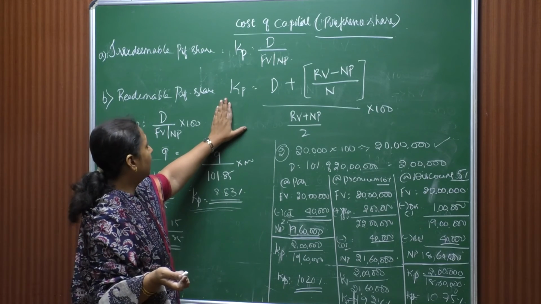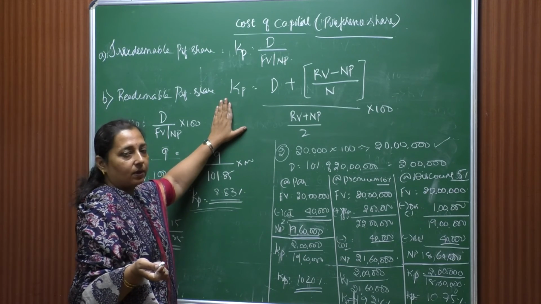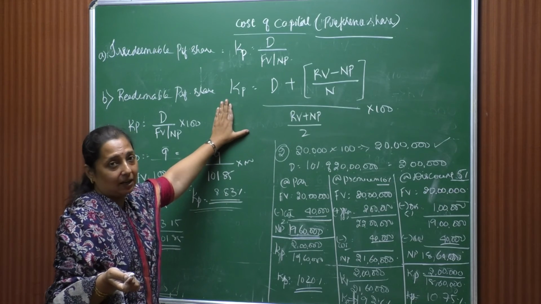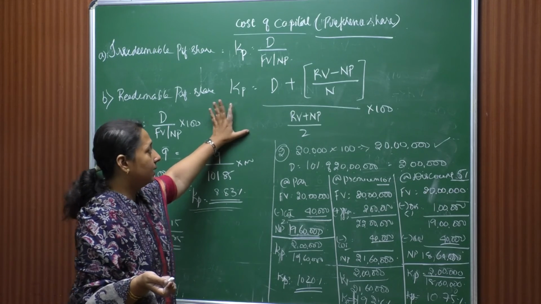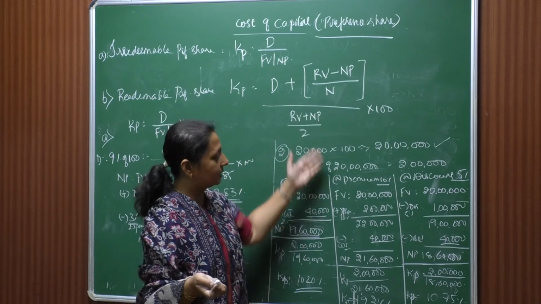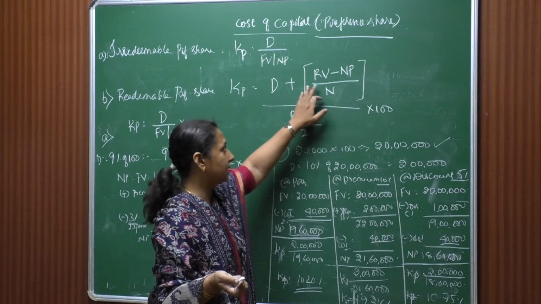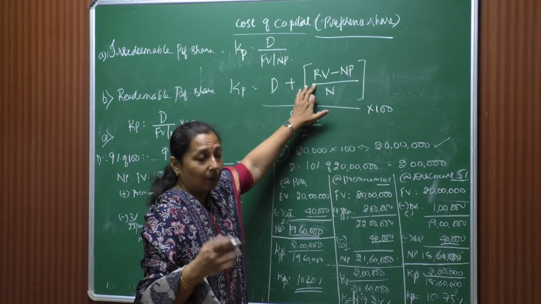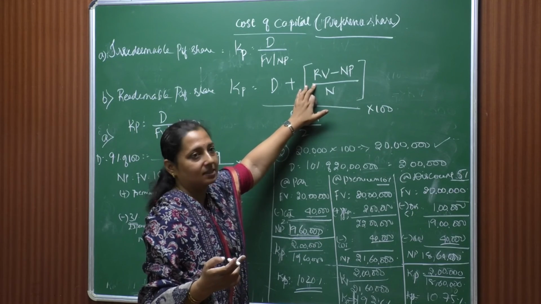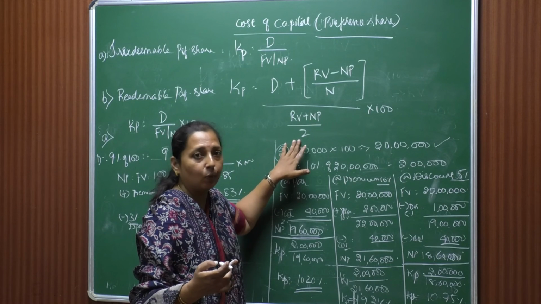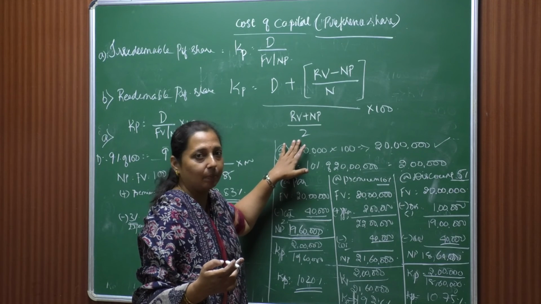Cost of redeemable preference share. For redeemable preference share, as I specified earlier also, the redeemable value will be specified. Here the dividends will be given preference, and the net proceeds are calculated the same way. The redeemable value may be redeeming at par value, at a premium value or at a discount value. This is the formula, please do make a note of it. Next we move on to the next slide for the redeemable preference share.